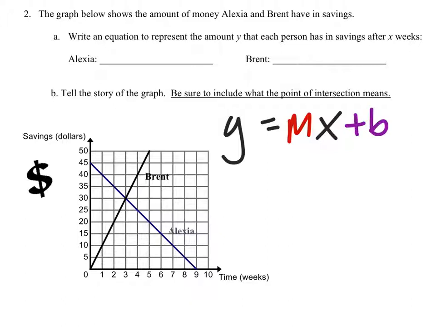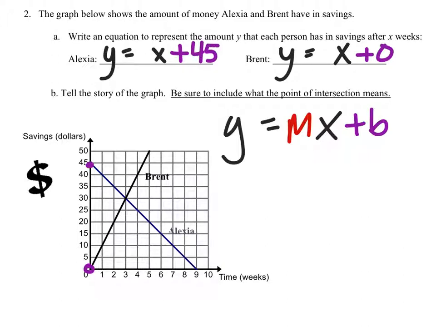So we could start these off with y equals, and I'll just save some space for the m. We can find the y-intercept for both of these. Brent's is at 0, 0. So his would be plus 0, not that we need to write that in. And Alexia's appears to be at 0, 45, so that'd be plus 45 right here.